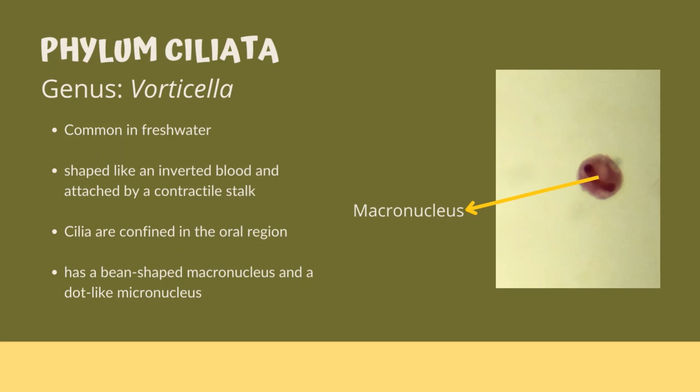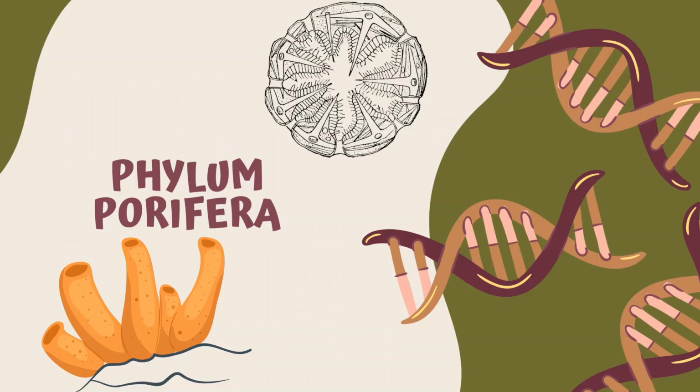Following is Vorticella. It is common in fresh water and shaped like an inverted bell, attached by a contractile stalk. Cilia are confined to the oral region, and it has a bean-shaped macronucleus and a dot-like micronucleus.